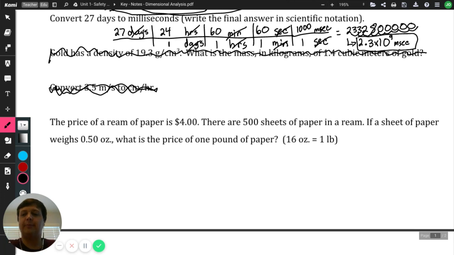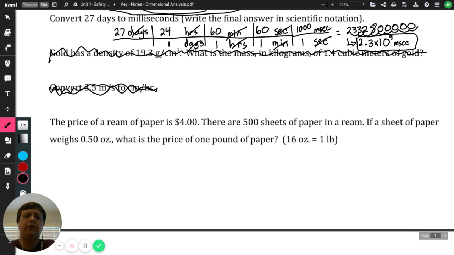So here's the question. It says the price of a ream of paper is $4. There are 500 sheets of paper in a ream. If a sheet of paper weighs 0.5 ounces, what is the price of 1 pound of paper if 16 ounces equals 1 pound? Okay, well, remember how we're supposed to start dimensional analysis? We start with our known, right? Well, there's a lot of knowns here, right? So what I need to do is I actually need to go ahead and list out everything I know.